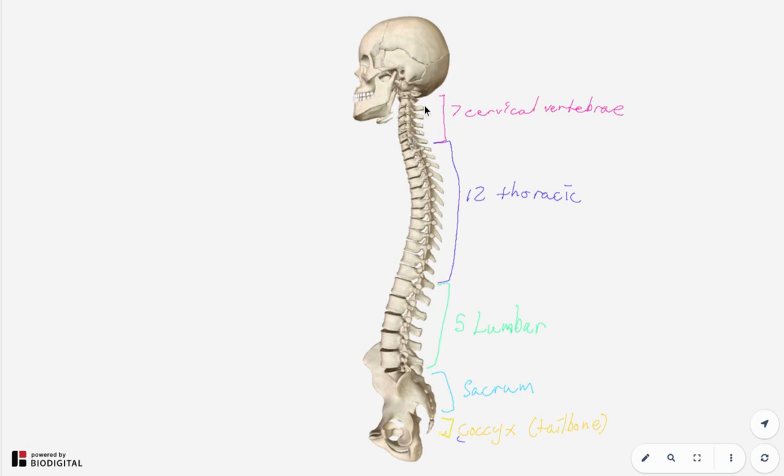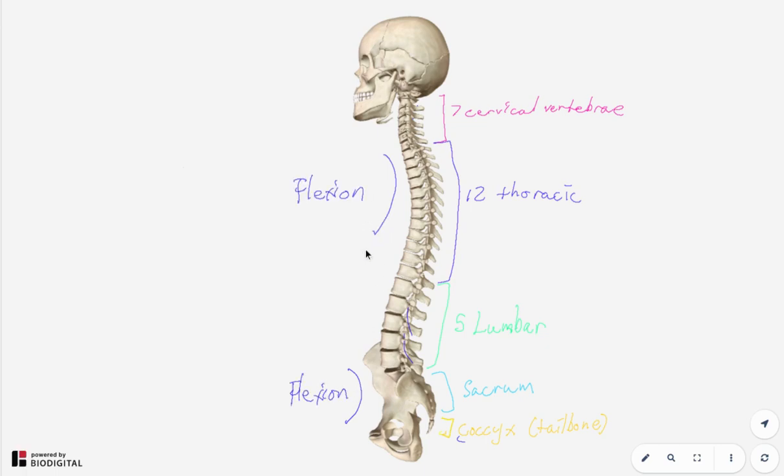In adults, the cervical vertebrae and the lumbar vertebrae have natural curves of hyperextension. The cervical and lumbar have hyperextension, and the thoracic and then the sacrum and coccyx have curves of flexion.